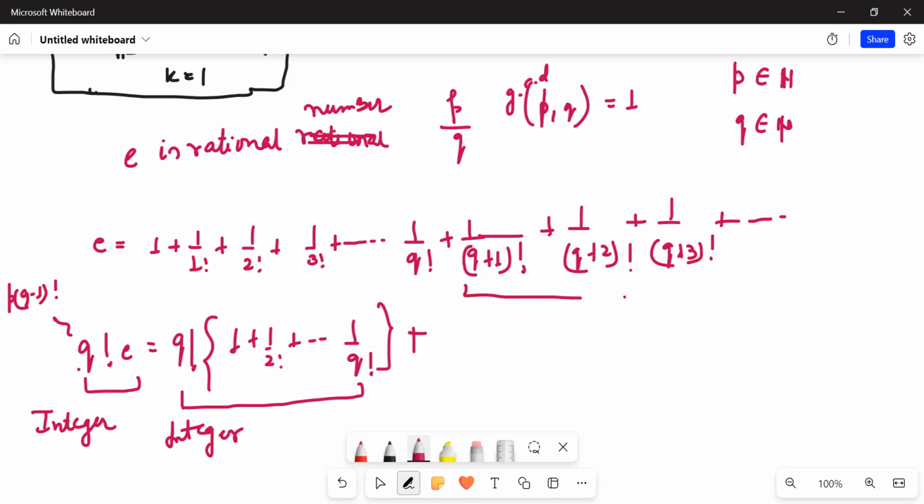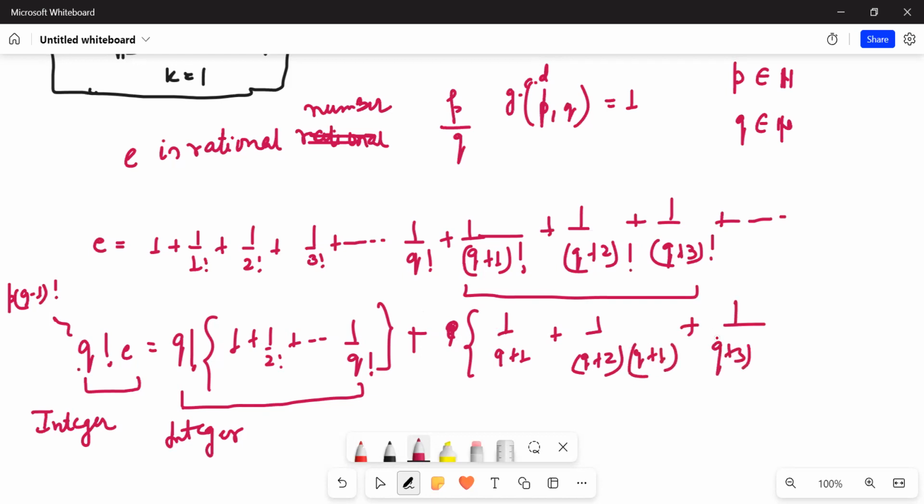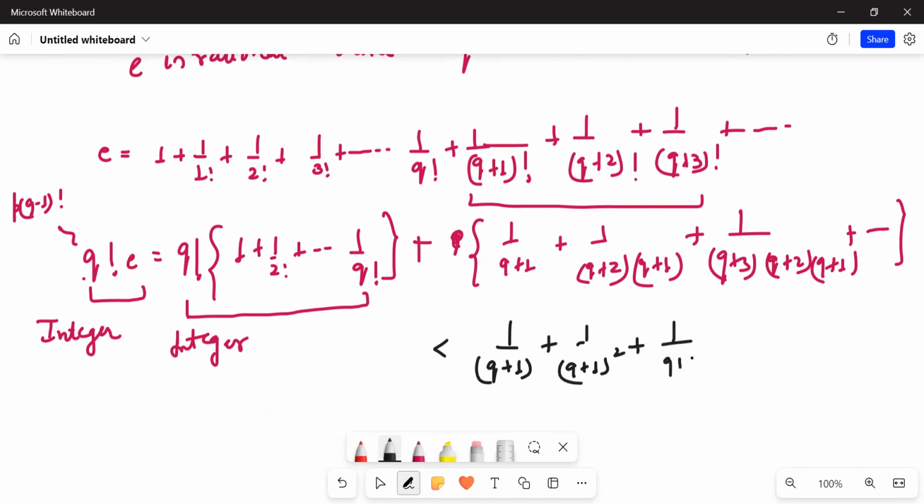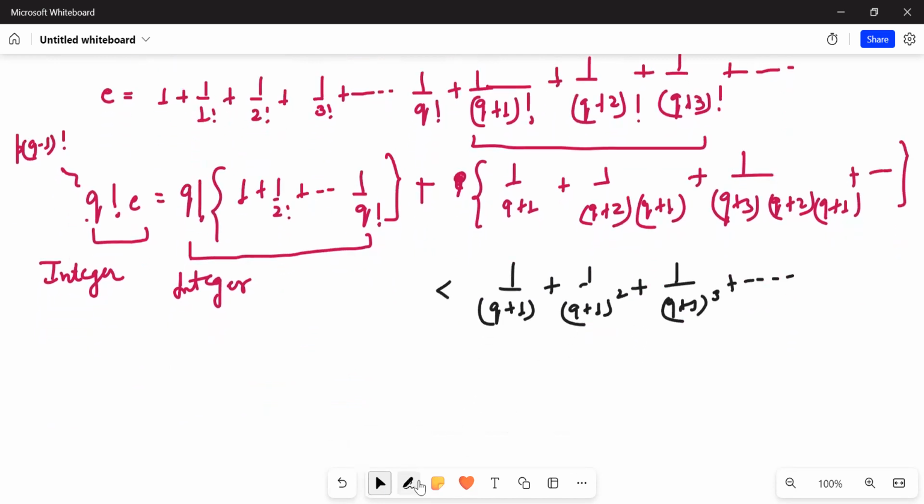Now, what about this? If I multiply this by Q factorial, I'll get 1 upon Q plus 1 here. I'll get 1 upon Q plus 2 into Q plus 1 here. I will get 1 upon Q plus 3 into Q plus 2 into Q plus 1, and so on and so forth. Clearly, I can use the inequality I used just above, that this would be less than 1 upon Q plus 1, plus 1 upon Q plus 1 whole square, 1 upon Q plus 1 whole cube, and so on and so forth.